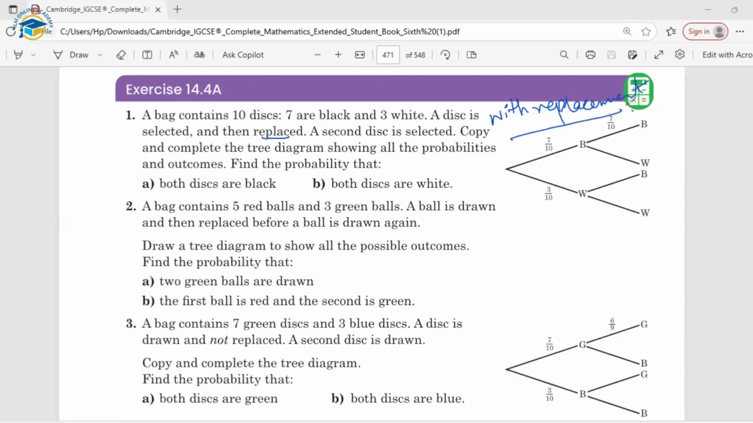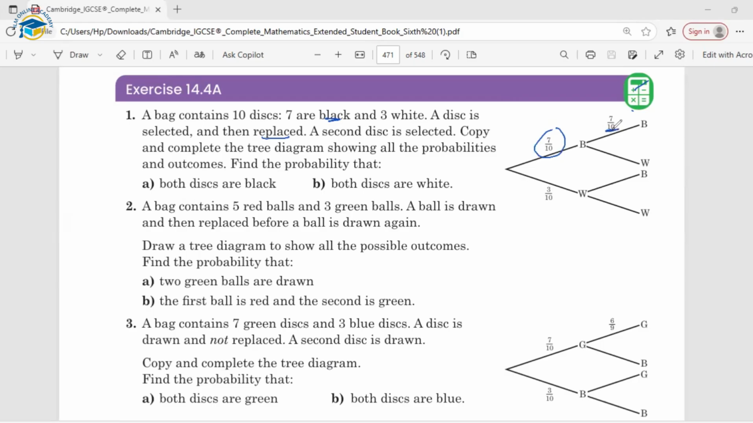It means that your total for the next draw will not change. Here you can check that for the first one, they wrote 7 by 10, because 7 are black and 10 are the total discs. I'm saying balls, sorry, these are discs. So 7 out of 10 are black discs. Next, for the next draw, we again need to write the black disc probability. Like with replacement, 7 are black discs out of a total of 10.